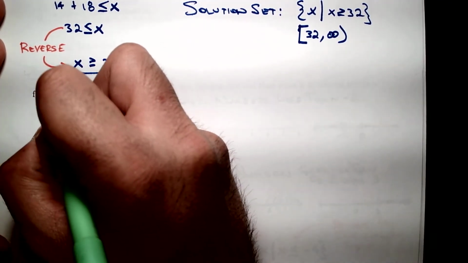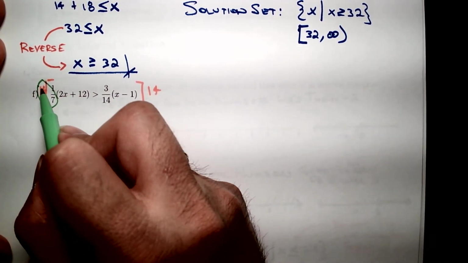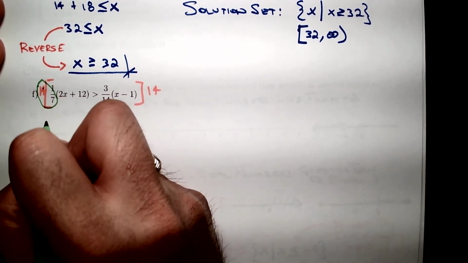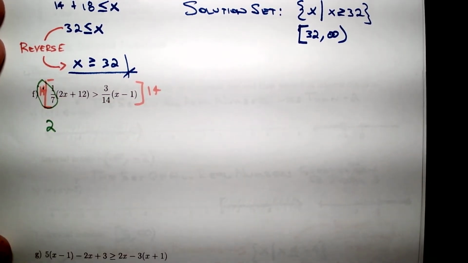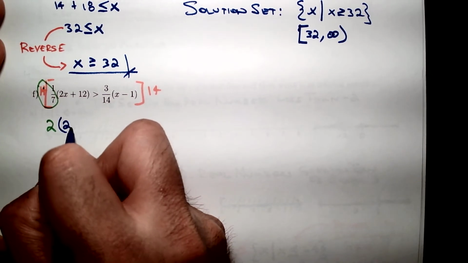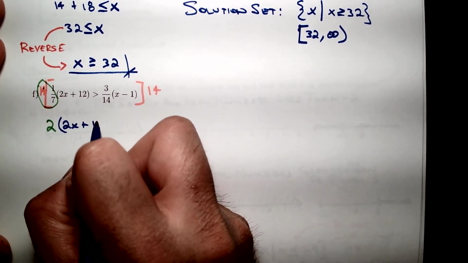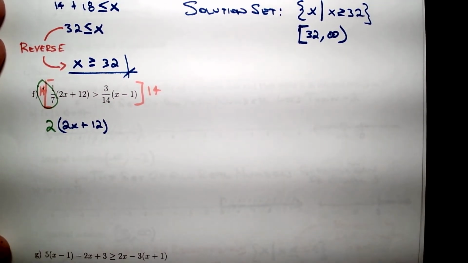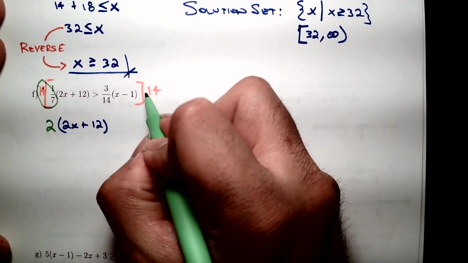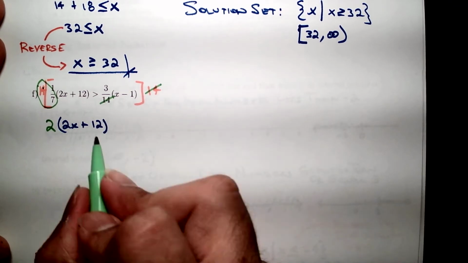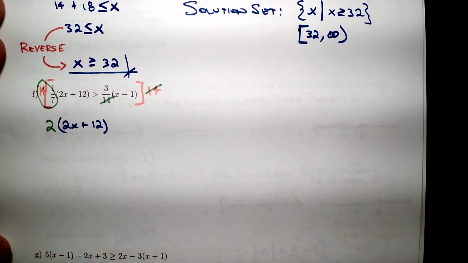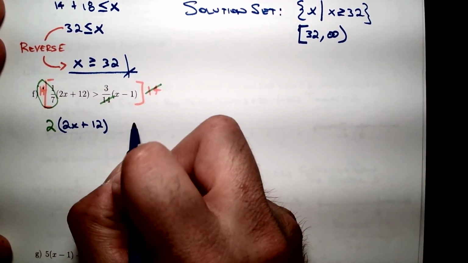So what we are going to do here is 14 over 7. That's a 2 times 2x plus 4 plus 12, rather, not 14. And over here, you might want to just divide these two out. That's going to leave us with the 3 that was in the numerator.